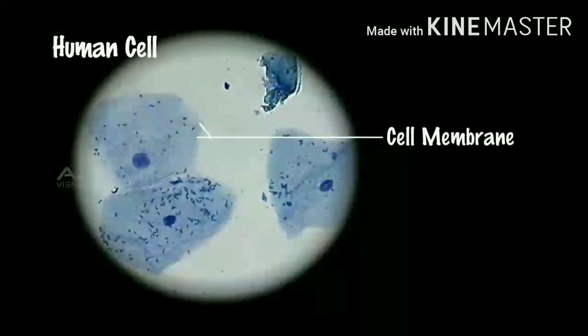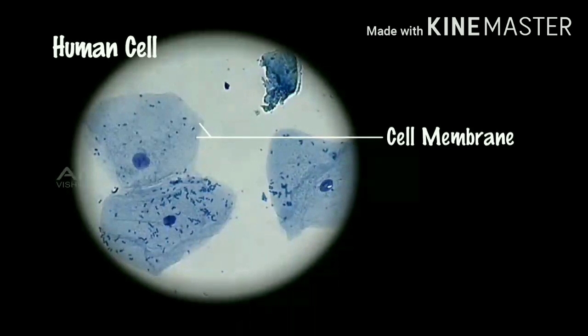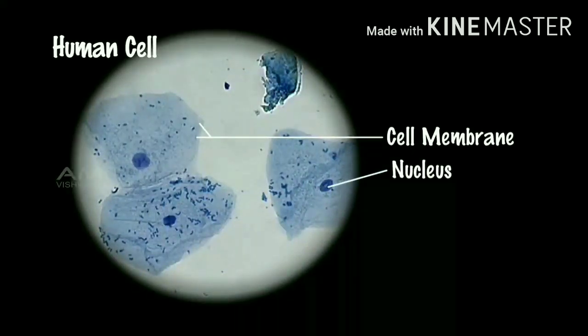Observation: a large number of flat and irregularly shaped cells are observed. The cells do not have a cell wall. However, each cell has a thin cell membrane. A deeply stained nucleus is observed in the center of each cell. No prominent vacuole is observed in the cells.